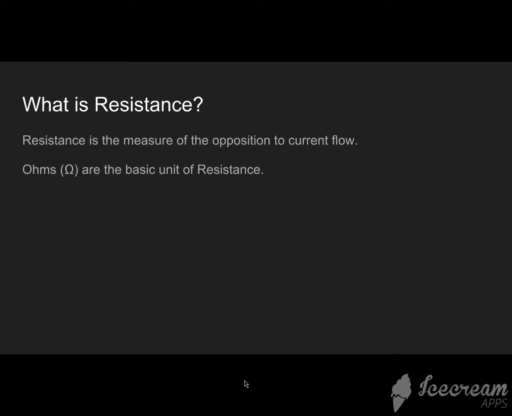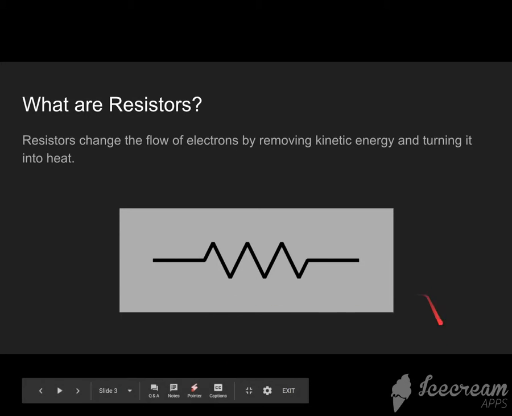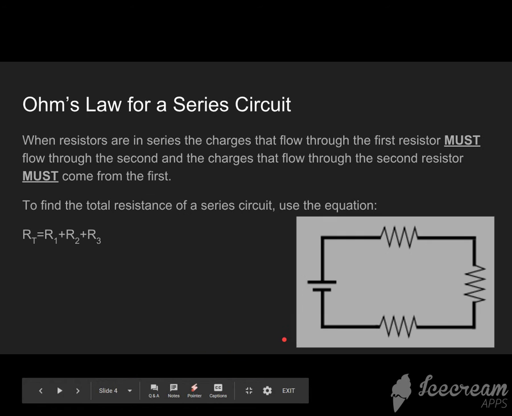What is resistance? Resistance is the measure of the opposition to current flow. The basic unit of resistance is ohms. What are resistors? Resistors change the flow of electrons by removing kinetic energy and turning it into heat. This is their schematic when building a circuit.